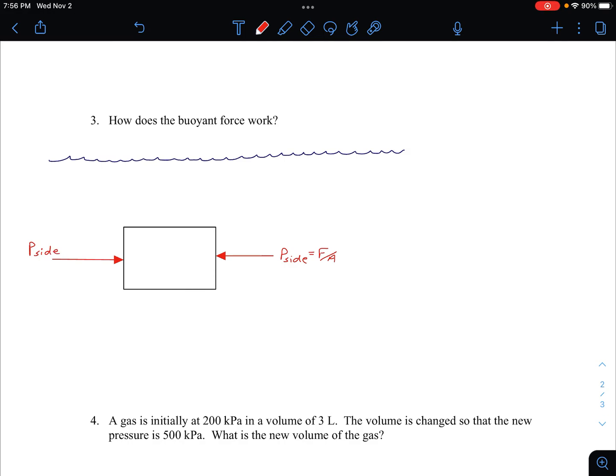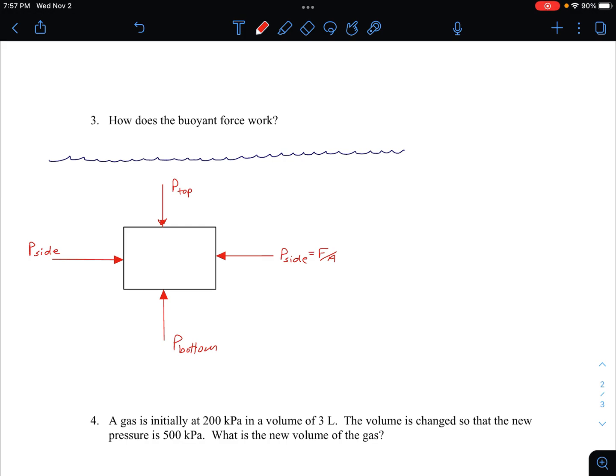I've got forces acting all around it. I've got a force down here. We just call this our bottom pressure. I've got a pressure up here, which is the top pressure.